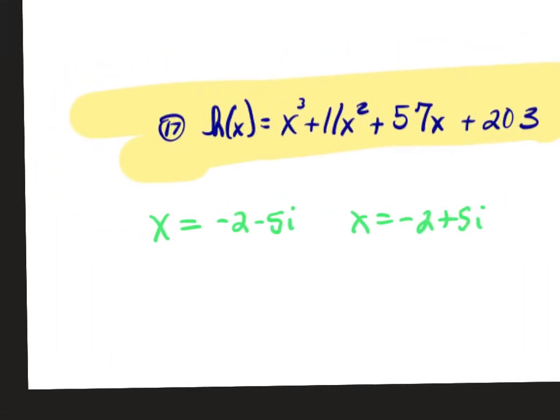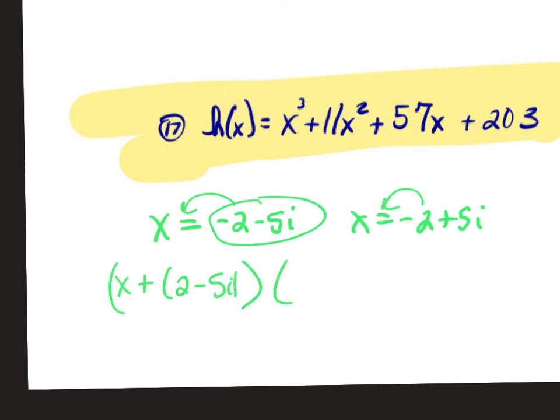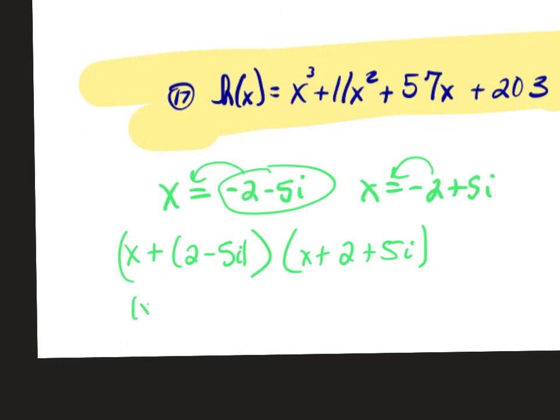Okay, so we're going to work backwards here. We're going to take this entire 0 and bring it over here. So I'm going to have x minus negative 2 minus 5i. If you want to make this a plus from the beginning, you're more than welcome to. So I'll have x plus 2 minus 5i. And then I'll bring this one over, and I'll have x plus 2 plus 5i.